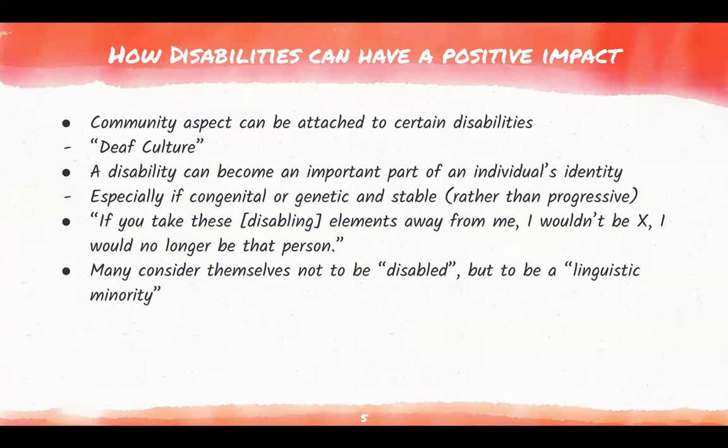For example, some individuals within the deaf community have commented stating that rather than a disability, it is a part of their individual identity. They have also been able to view their disability as allowing them to become a part of the community. Deaf culture is a term used by some individuals within the deaf community, which truly highlights how important of an aspect to their identity and community deafness is to them. Many have also stated that if you take these disabling elements away from me, I wouldn't be X. I would no longer be that person. This specific positive perspective can also be highlighted by the example of many deaf individuals viewing themselves not as disabled, but as a cultural or linguistic minority.